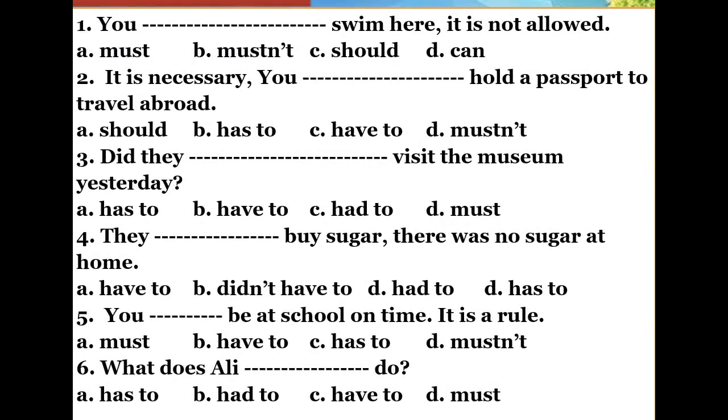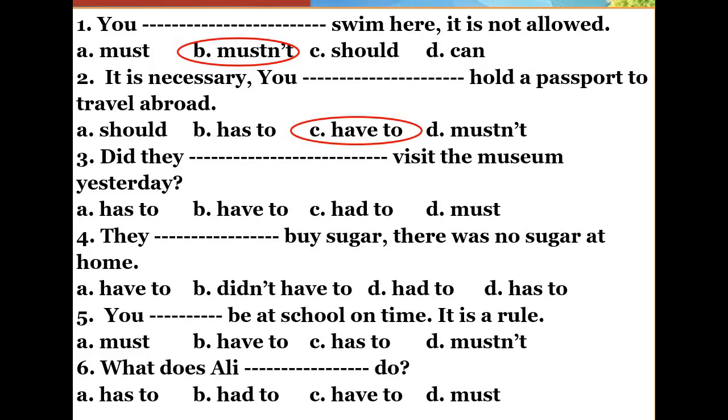Now it's time to practice. Choose the correct answer. You space swim here. It's not allowed. Okay, now your turn to think and answer. Yes, exactly. You mustn't swim here. It's not allowed. It's necessary. You space a passport to travel abroad. You have to.